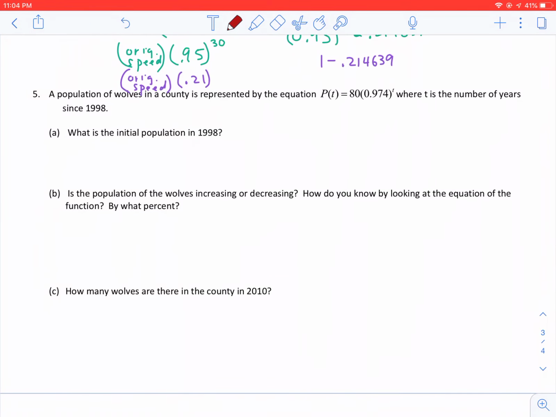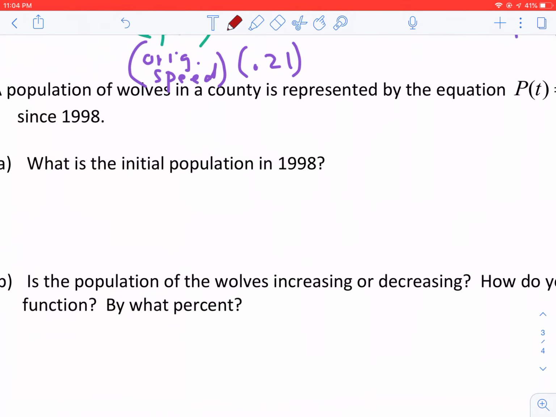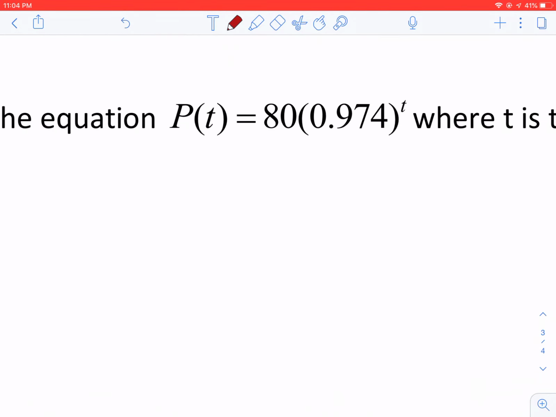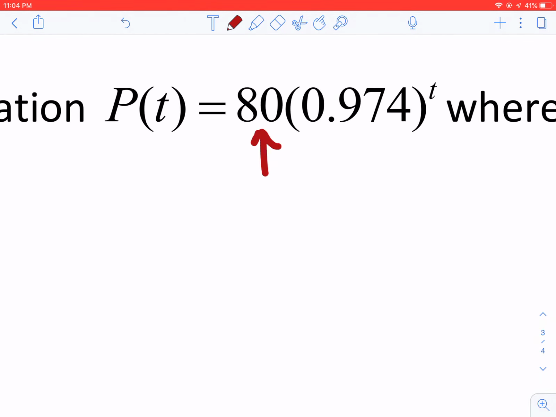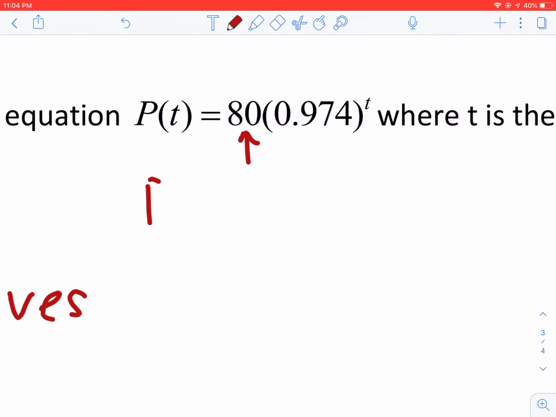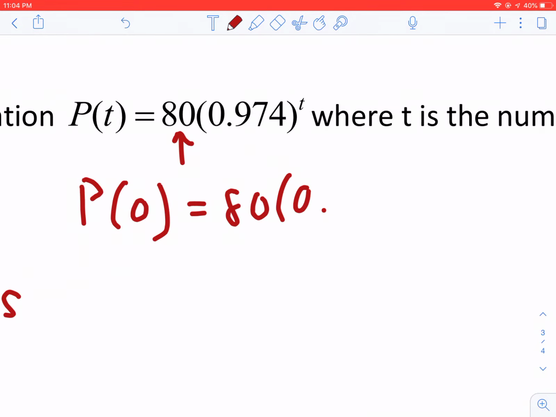The population of wolves in a county is represented by this equation, where T is the number of years since 1998. So what's the initial population in 1998? Well, if you remember the formula, that is our y-intercept. That's the original amount, the initial value. So the initial number of wolves here is 80. You could also just plug in a 0 for t, at time 0. That's equal to 1, so it's just 80.